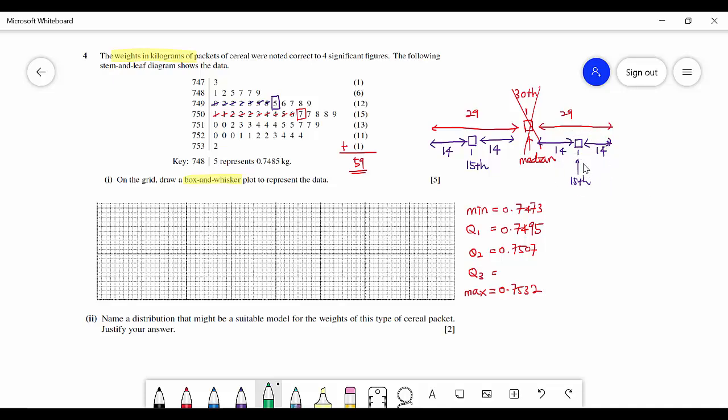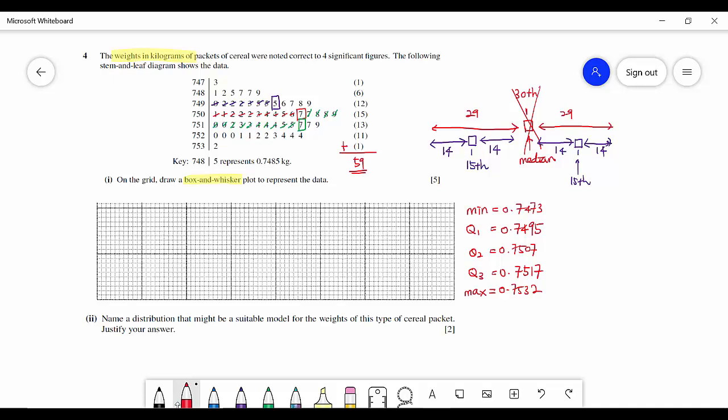If you want to count the Q3, after the median, you count the 15th value. So you have to calculate from this value: 1, 2, 3, 4, 5, 6, 7, 8, 9, 10, 11, 12, 13, 14, 15. So this 15th is the center of the second part of the 39 values. So this value itself will be your Q3. I will write down the value, which is 0.7517. So this is what we call the 5-number summary: minimum, Q1, Q2, Q3, and maximum.